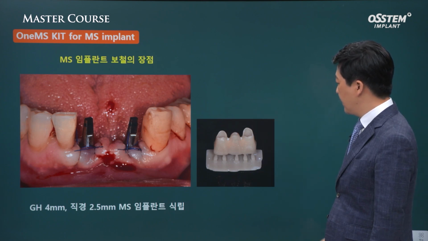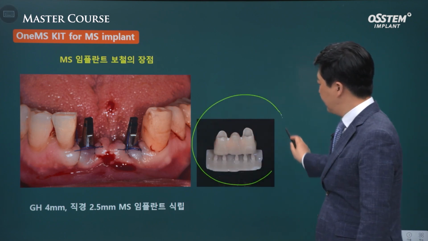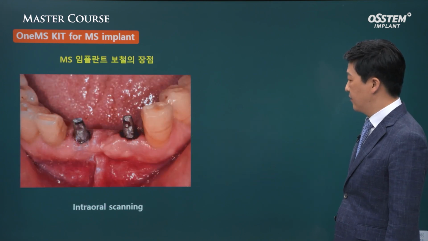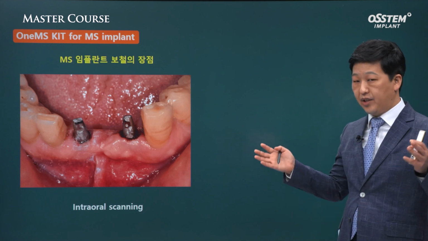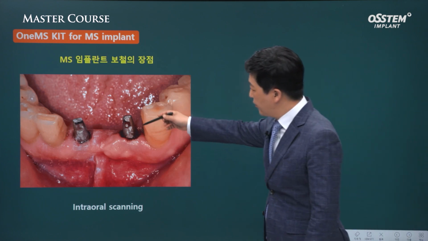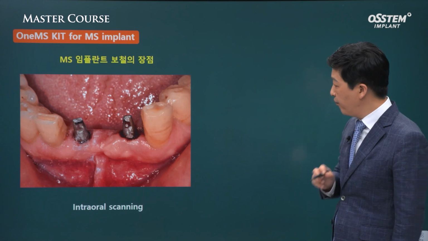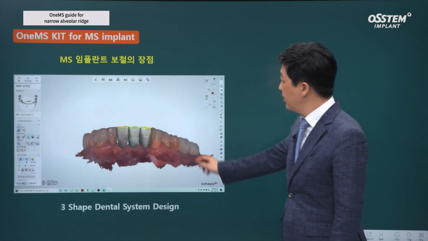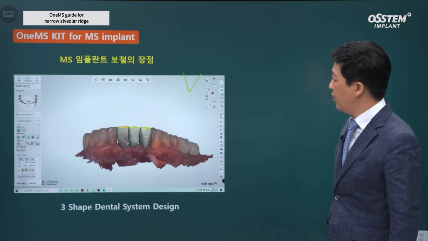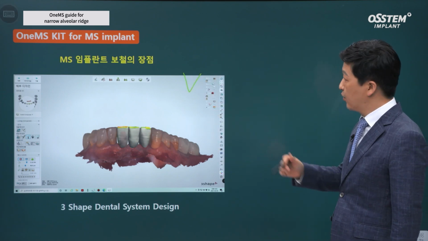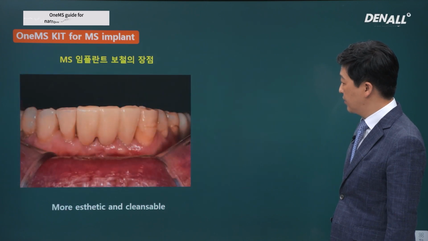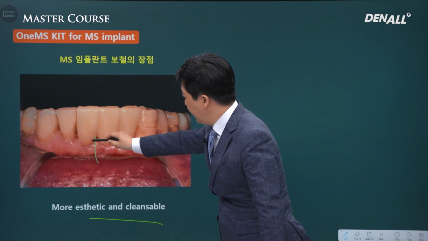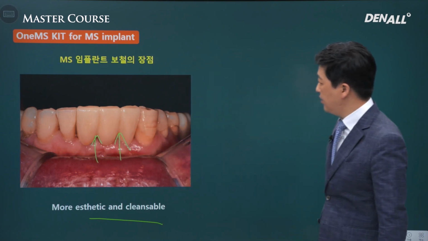A suture was done. 3D printer was used to provide provisional. After osseointegration, prep was done in the undercut area. Through adjustment, prosthesis was designed using digital dentistry, and this was done modulus. In the end, very aesthetic and cleansable prosthesis was provided.